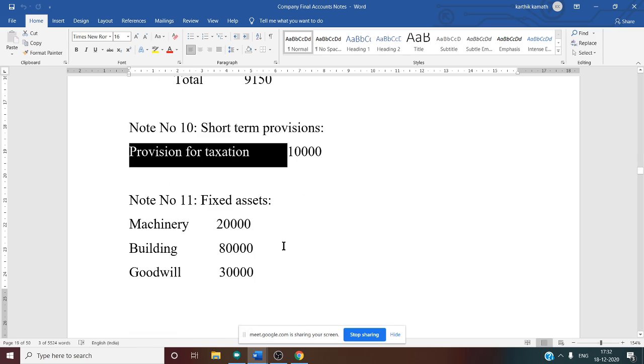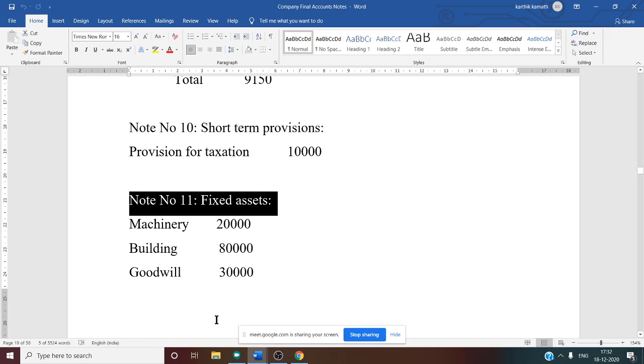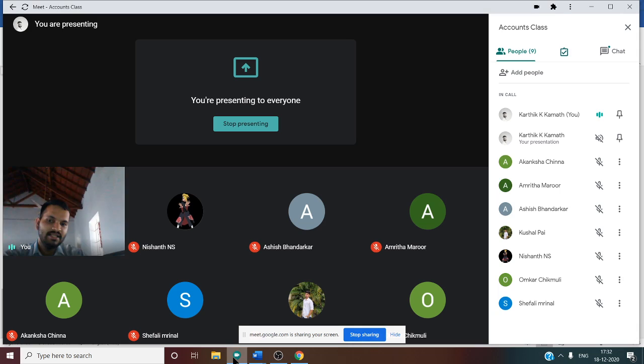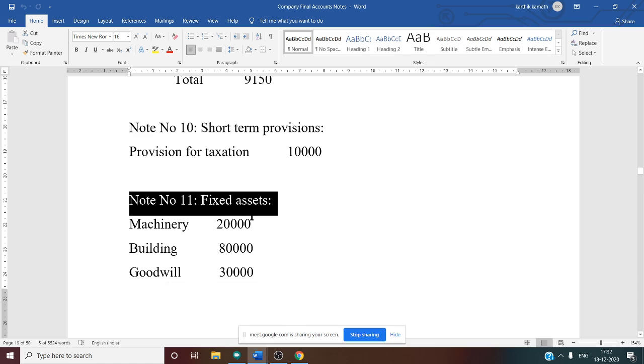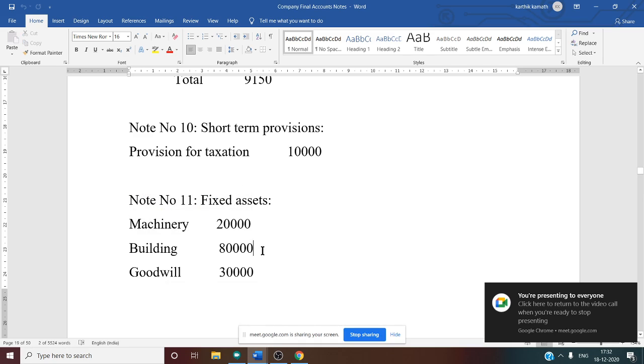So note number 11 now, note number 11 is regarding fixed asset. In this question, if you see, depreciation is given in the trial balance, already calculated. So there is no need to deduct the depreciation from fixed assets. If depreciation is given in the adjustment, then you have to deduct the depreciation from the fixed asset and then show the amount. But here no need of doing that. Directly machinery from the trial balance 20,000, building 80,000, goodwill 30,000.